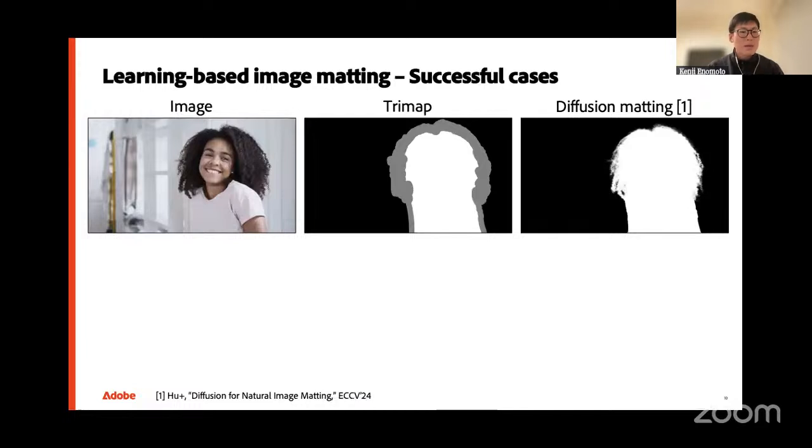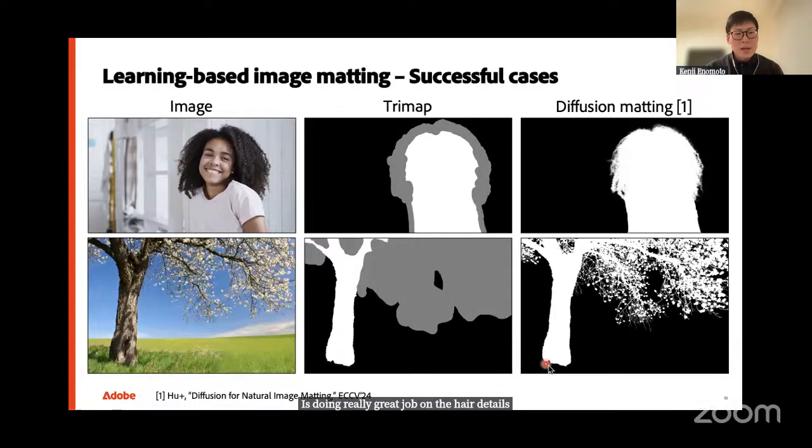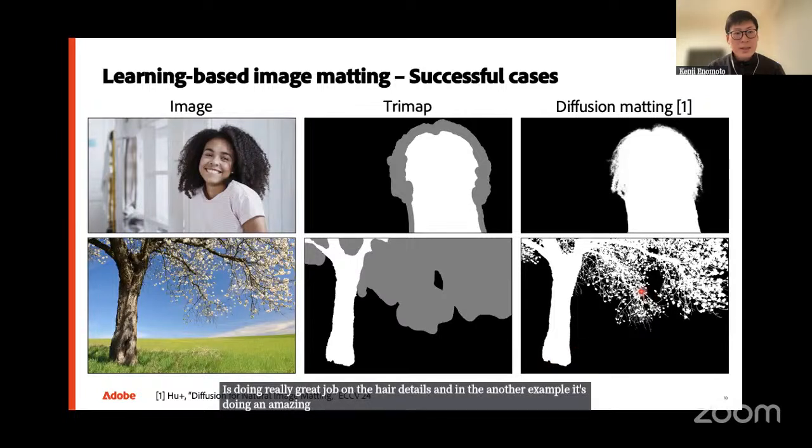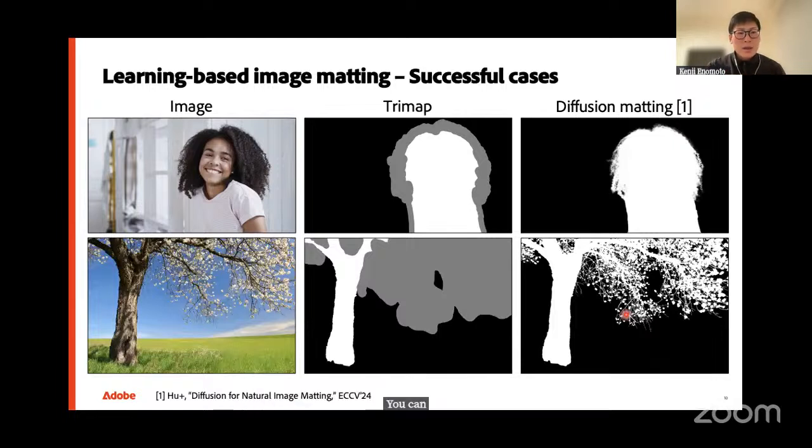And in fact, recent learning-based methods are doing a really great job. The diffusion matting model proposed at the last ECCV is doing a really great job on the hair details. And in another example, it's doing an amazing job on the details of the branch. You can imagine that if I wanted to do the same thing by hand, it would take a really long time to annotate this kind of alpha matte.